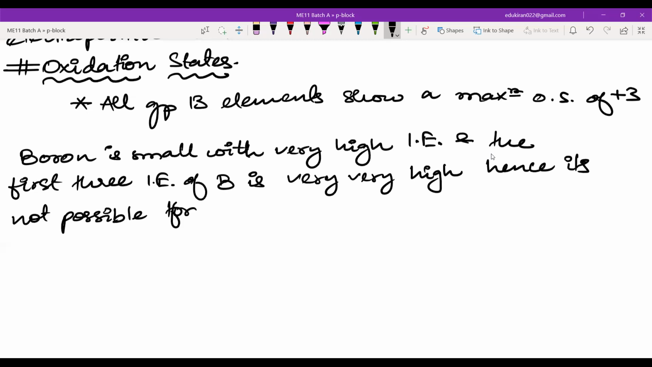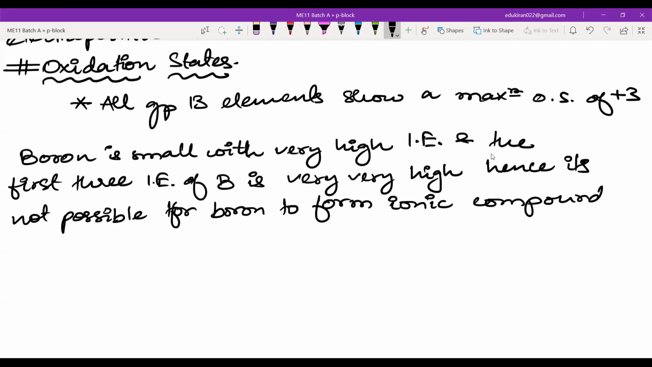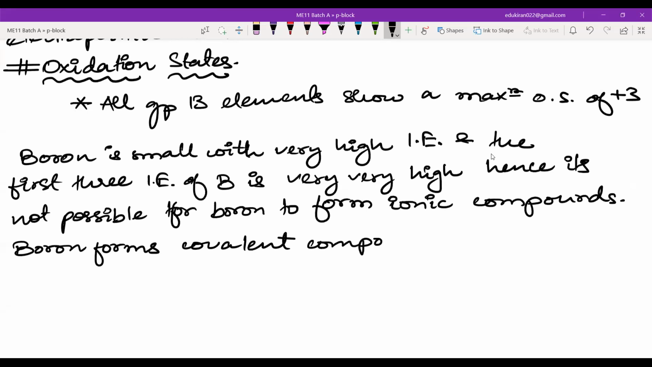Hence, it is not possible for boron to be in an ion. That means if I am going to remove 3 electrons, it is not possible. Hence, it is not possible for boron to form ionic compounds. So boron will form covalent compounds.